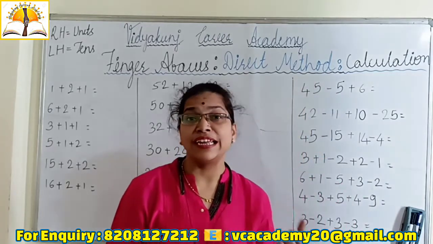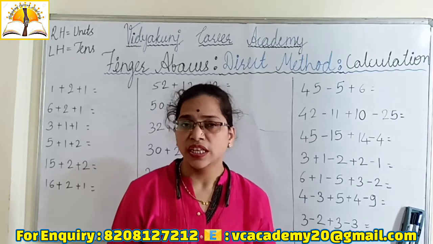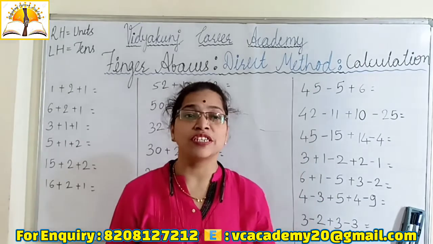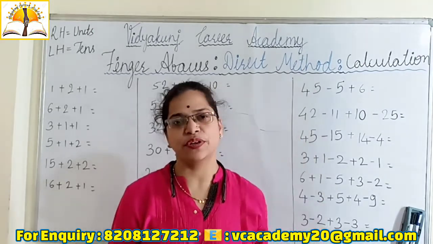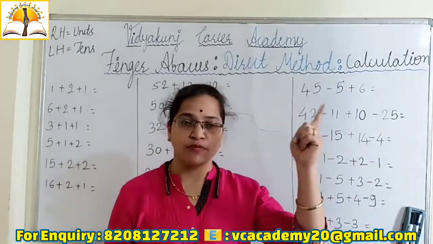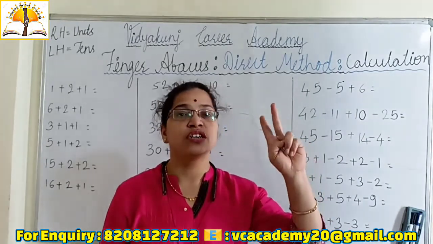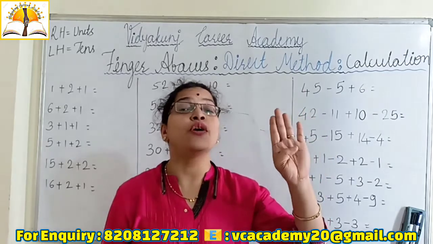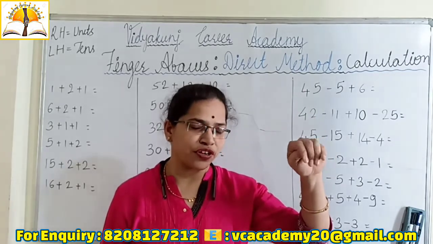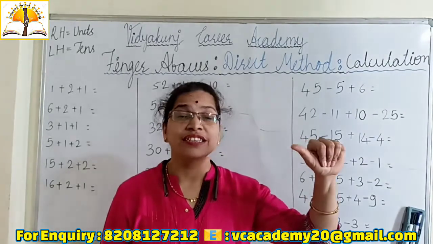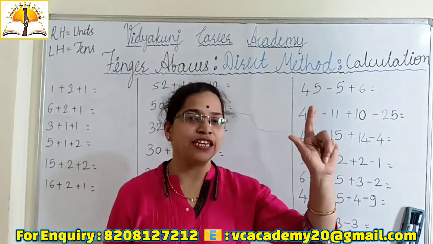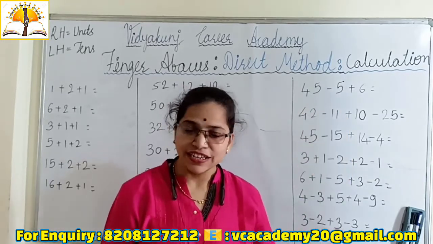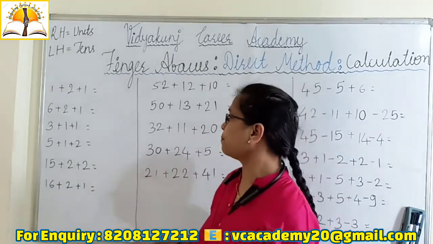Next, we have to count tens numbers. Tens numbers are shown with the help of the left hand. One finger means 10, then 20, 30, 40. Then how do you represent 50? Four fingers down and thumb raised. This is 50, then 60, 70, 80, 90. Done. Then we have to do the sum.